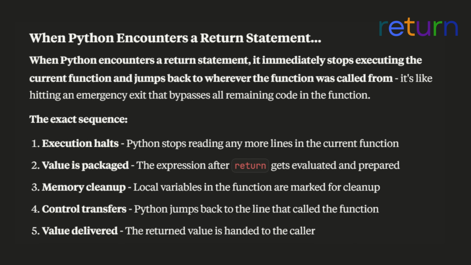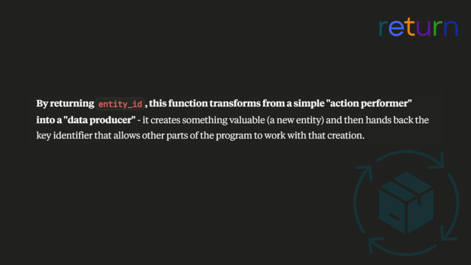No code after the return statement will run. Next, it sends the value of entity ID back to whoever called this function. So if entity ID contains entity 001, that's exactly what gets returned. And then third, the function completes, and control returns to the calling code with the returned data available for use. This enables our function to be a data producer.